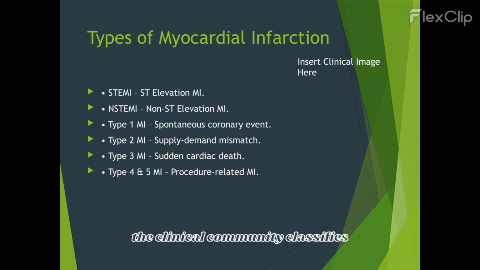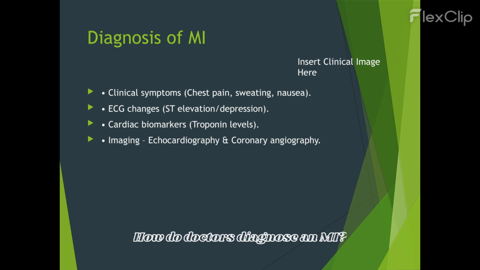Beyond that, the clinical community classifies MIs into types. Type 1 is a spontaneous event like a plaque rupture. Type 2 is a supply-demand mismatch, such as when the heart beats too fast during another illness. Type 3 refers to sudden cardiac death, and types 4 and 5 are related to surgical or procedural complications like stents or bypass surgery. How do doctors diagnose an MI?